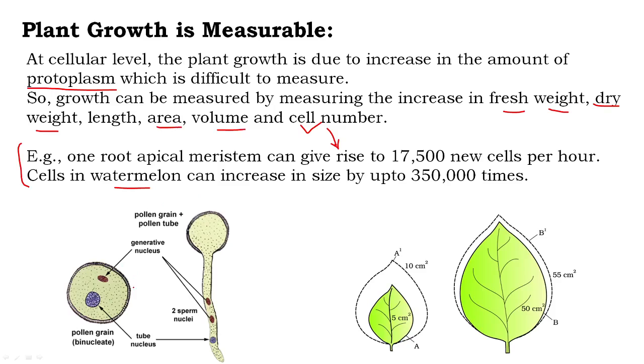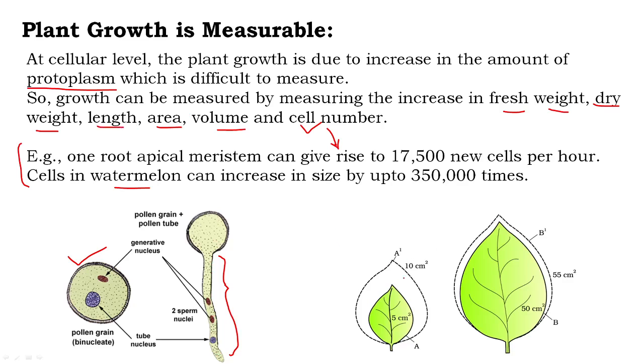Another example is the pollen tube. This is a pollen grain and this is a pollen tube. The pollen tube elongates from the pollen grain. So that is also a measurable thing, right? We can measure the growth of a pollen tube by measuring the length of the tube.